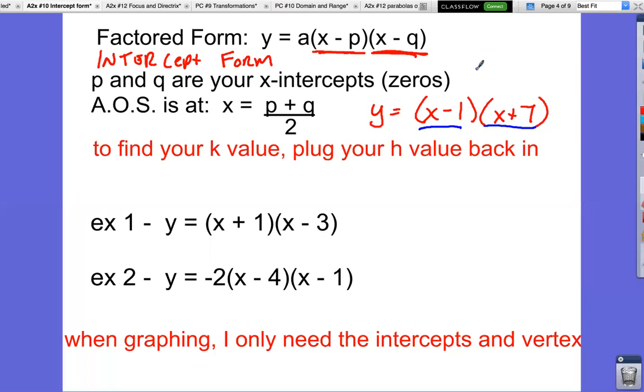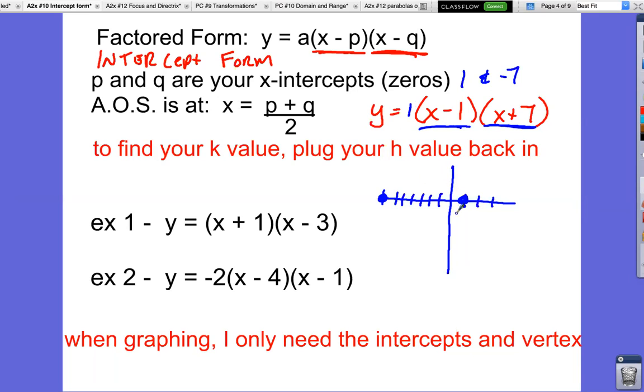1 and negative 7. That's exactly right. Remember, it's the opposite of what's happening to X every single time. And what that means is I know that this graph is going to cross at 1 and negative 7. And my A value here was 1.